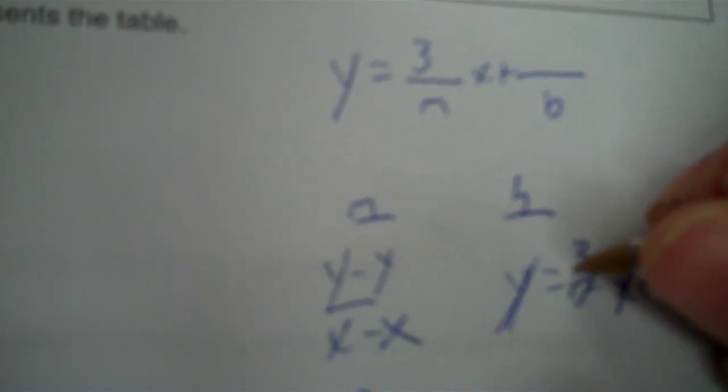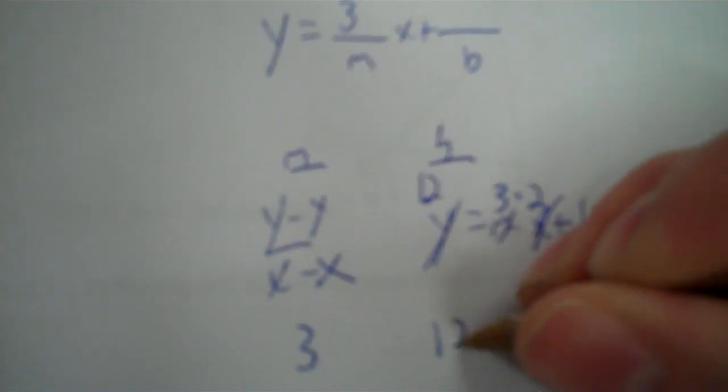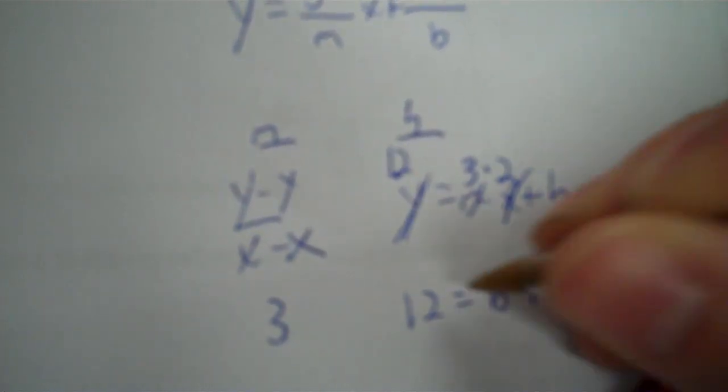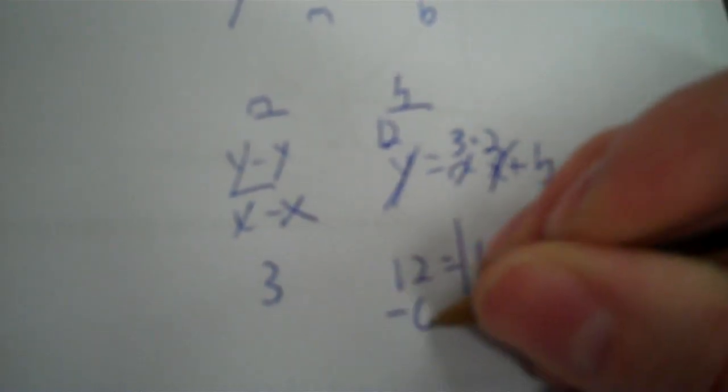So m is 3, and then you can pick any point you want. I'll go 12 and 2. 12 is y, 2 is x. So b plus 6, so I subtract 6 from each side. 6 equals b. Okay, then swap your y out, quick, just cross it out, and above it just write h of x.